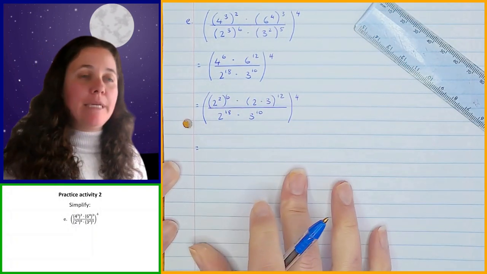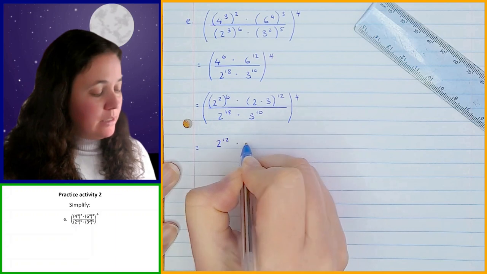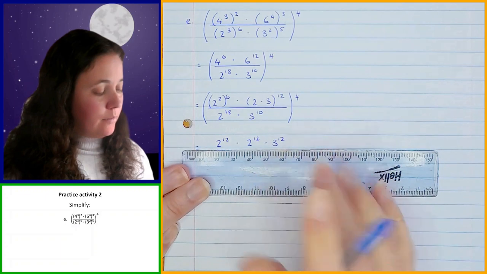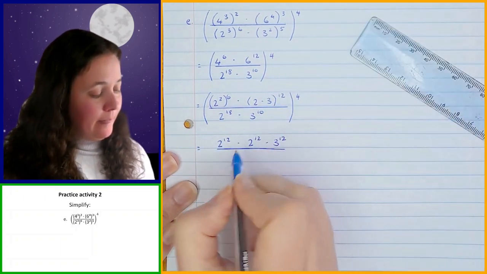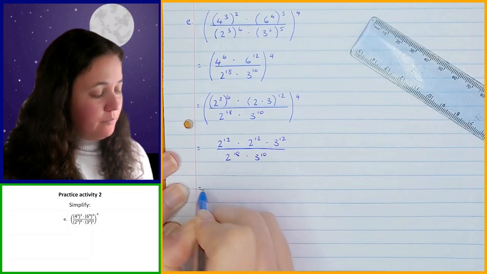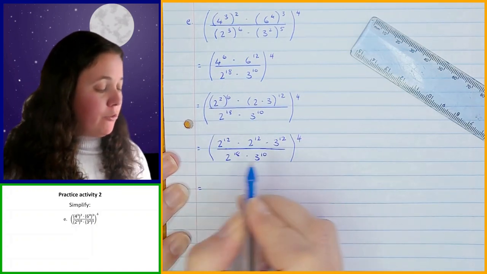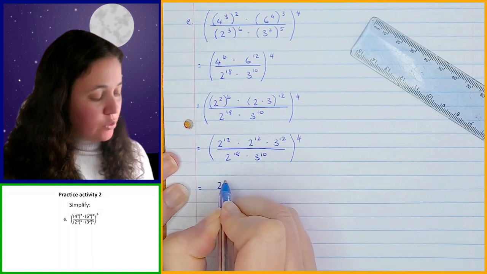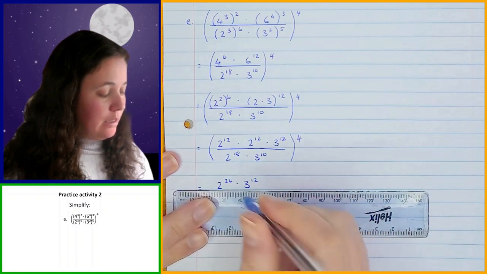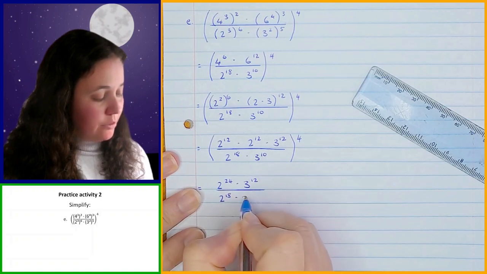Okay, now I'm going to go and get rid of these brackets over here. So that's going to be 2 to the power of 12 times 2 to the power of 12 times 3 to the power of 12 over 2 to the power of 18 times 3 to the power of 10. Now I'm going to simplify, and this is to the power of 4. Now I'm going to simplify the top of my fraction. That is 2 to the power of 24 times 3 to the power of 12 over 2 to the power of 18 times 3 to the power of 10.